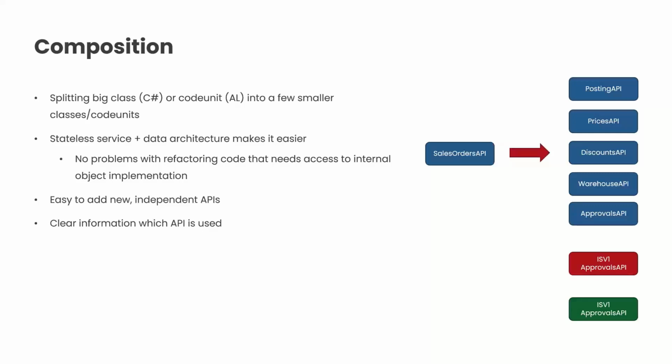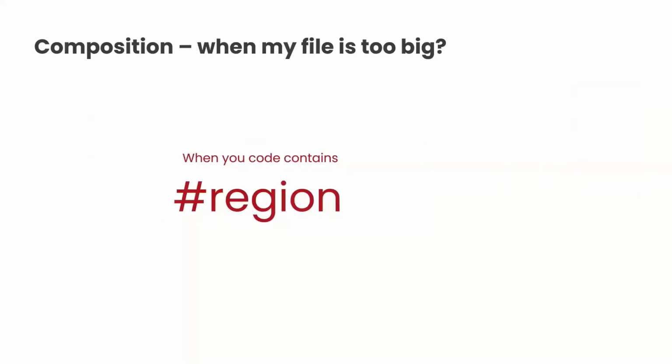So the question is, as on this picture, where should we split? Where is the moment when our API and our service is too big? Some people may disagree with this, but I saw it in a few places, in some blogs, and I think that I agree with it: your file, your class, your object is too big if your code contains a region directive.